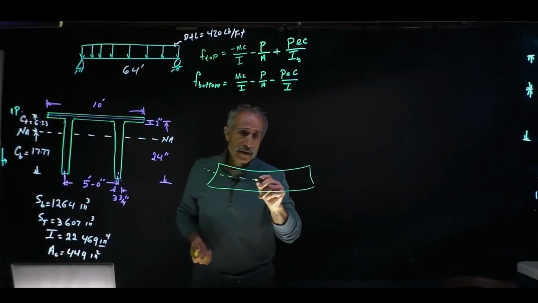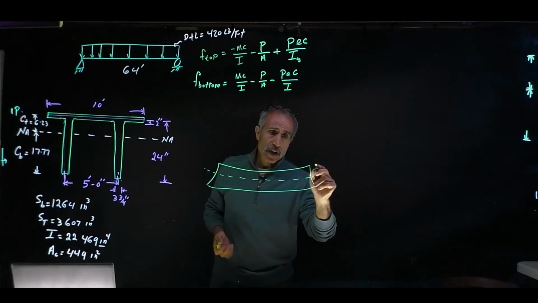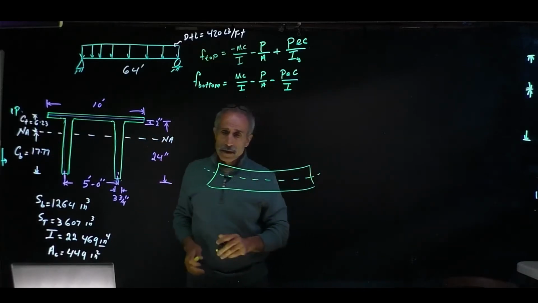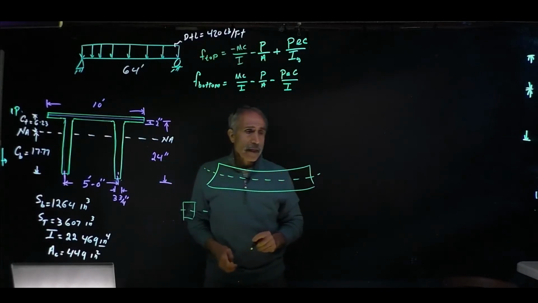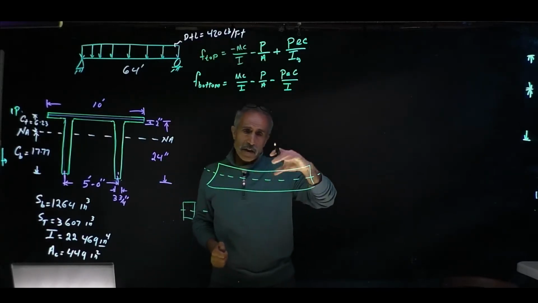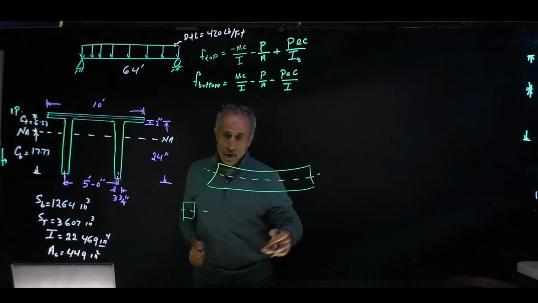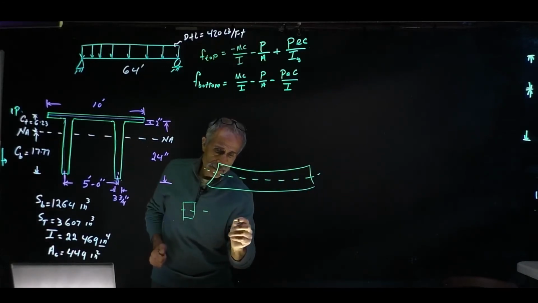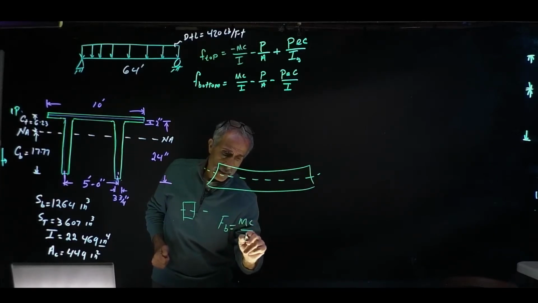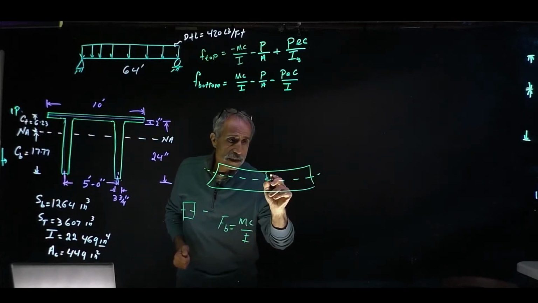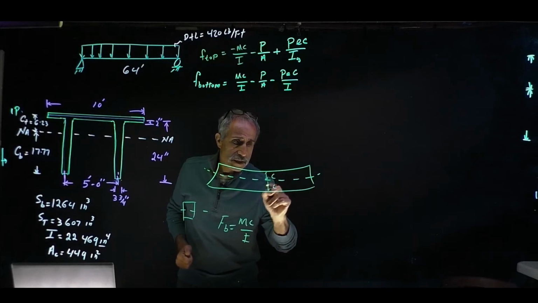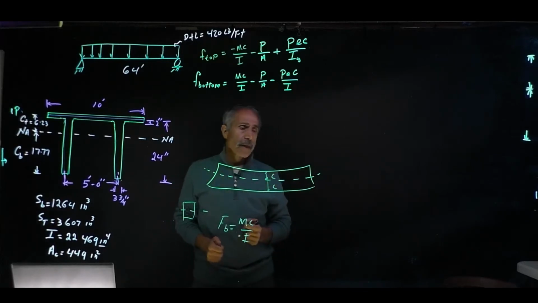If we have a shape like a square shape, and that's the center of it, the stress caused by the bending moment is the bending stress, f_b, which is equal to Mc over I. And c is basically the distance from here to here, and this is also c: c at top, c at bottom.